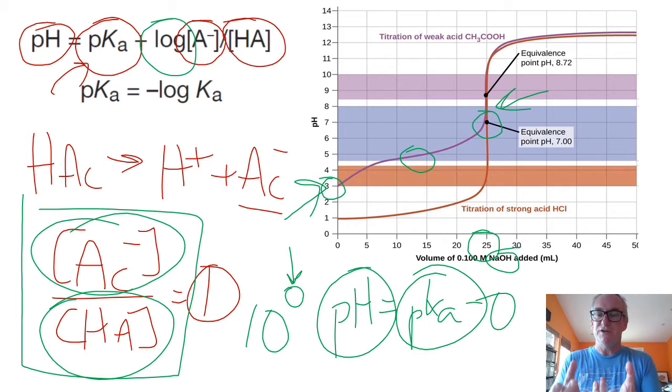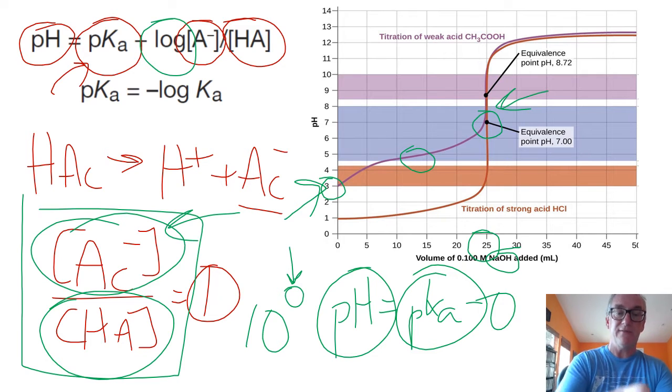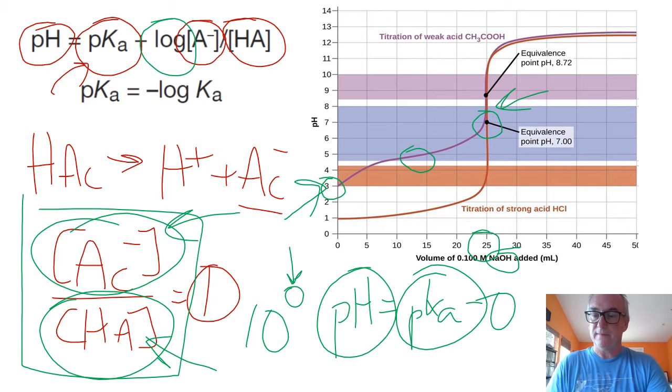So what we need to do is to be actually able to figure out what the concentration of acetate is and what the concentration of acetic acid is. Basically, at any point, if we can calculate those concentrations and we know what the pH is, we can calculate the pKa. So let's do that.